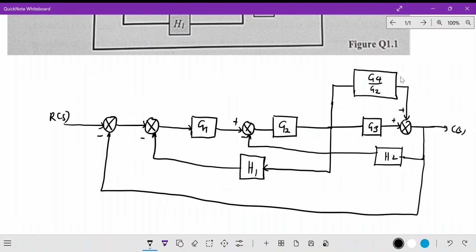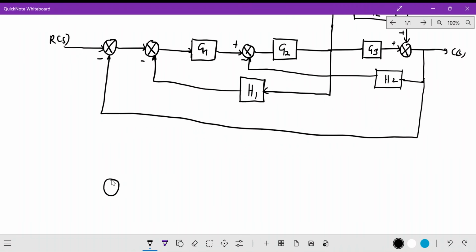Okay, so that's like I mentioned. You notice that now these two are in parallel, isn't it? So G1 over 2 and G3 are now in parallel. And the rule is that you have to add them, isn't it? So the G1, G4 over 2 plus G3.